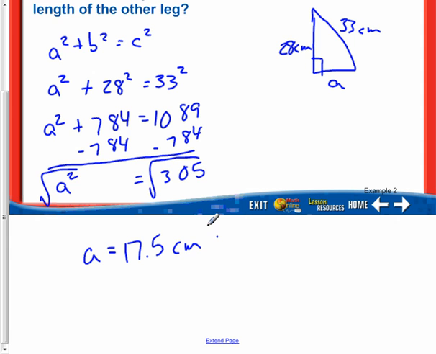And we're not squaring it anymore. This is not area, even though we're solving for A. Area is usually represented with a capital A, and so lowercase a, we're just talking about one of our legs of our right triangle. So about 17.5 centimeters would be our answer there.